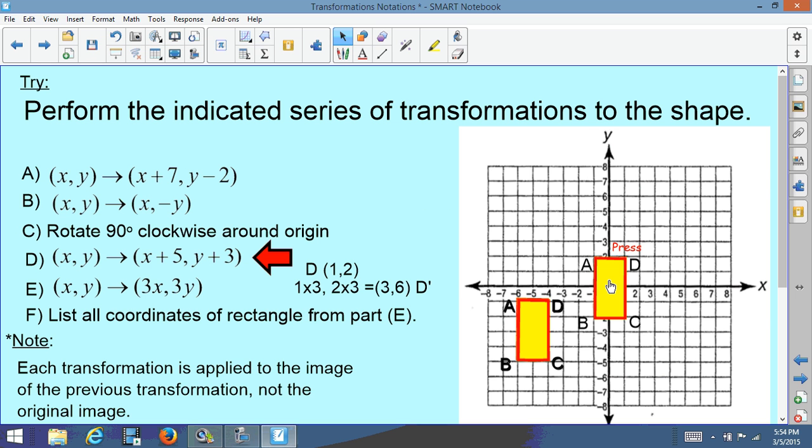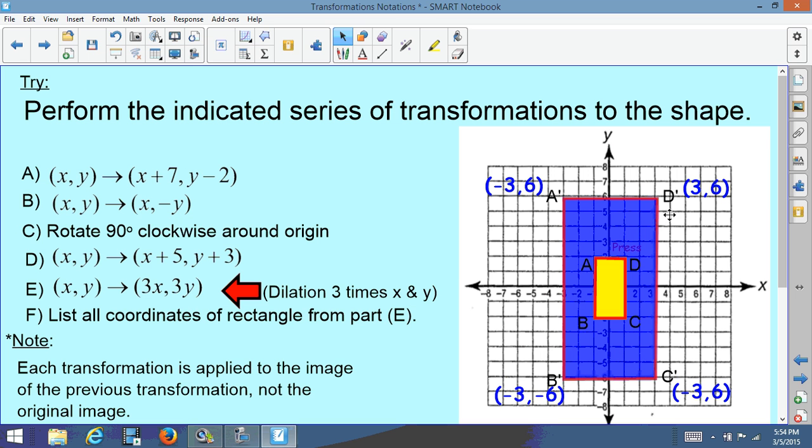All right, so let's see what that looks like. And there it is. There's D prime, as I said, 3, 6. So now we'd have to write out all the coordinates. So find each coordinate of the rectangle. Here's -1, 2, and multiply that by 3. You get -3, 6. And down here, B, we have -1, -2. If you multiply that by 3, you get -3, -6. So multiply each one by 3. And there's your new blue rectangle.